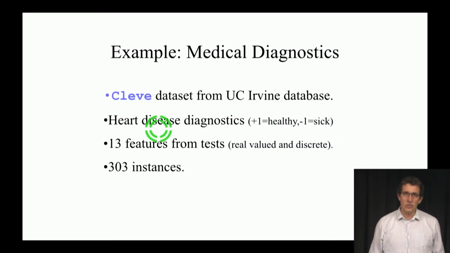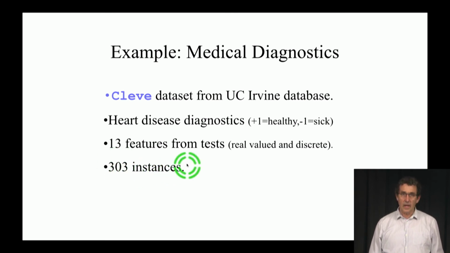So here is an example just to show you that this is actually sometimes a very reasonable way to make predictions, that it gives you small but very accurate rules. Okay, so this is a very small data set. It's the Cleve data set from UC Irvine. Basically, it has to do with heart disease diagnostics. You have +1 is healthy and -1 is sick. And 13 features that were taken from tests when the person got into the hospital. Okay, so you need to take these features and decide whether or not they have heart disease. So we have not a large number of instances, just 303.